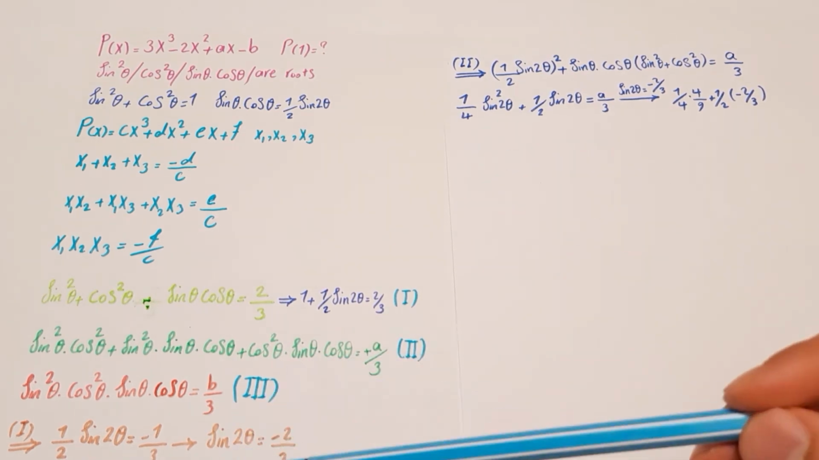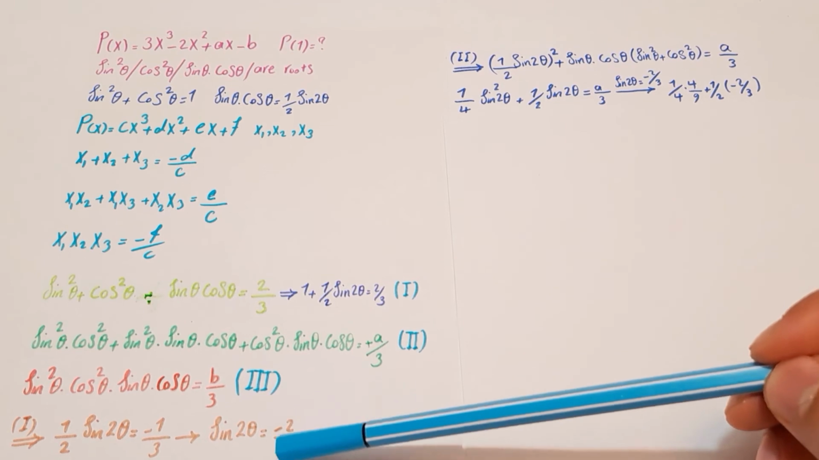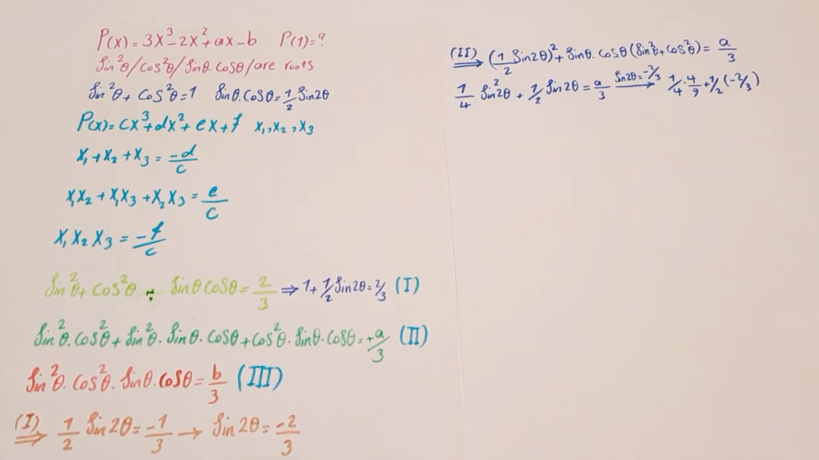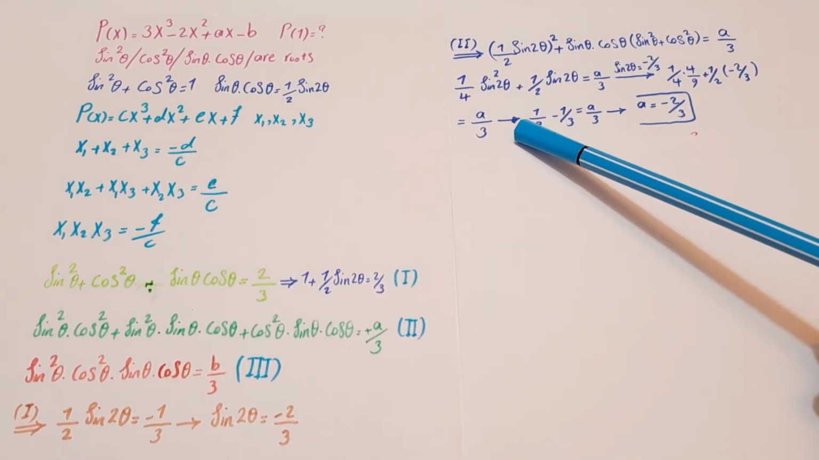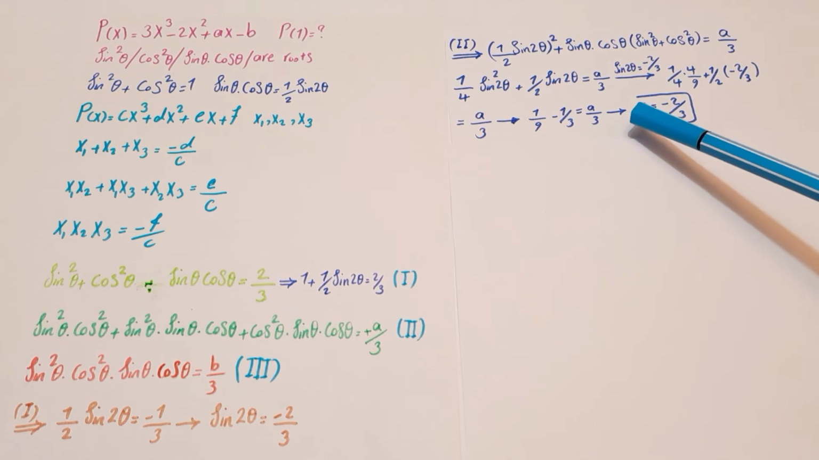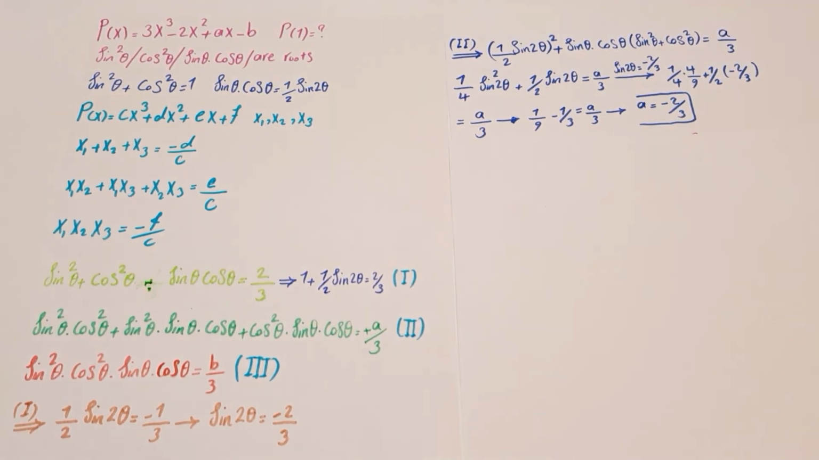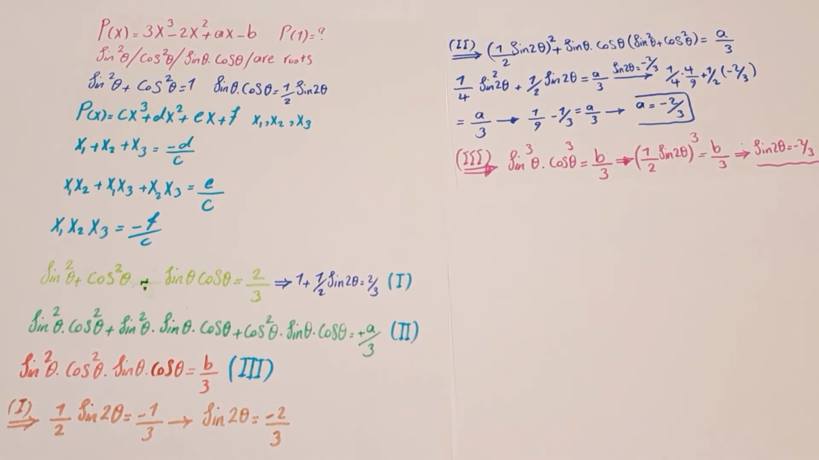That's equal to a over 3, and we calculated sin 2θ equal to minus 2 over 3. Let's put this into our equation, and if you calculate this one, you can get a as minus 2 over 3. That's too easy. That's okay.